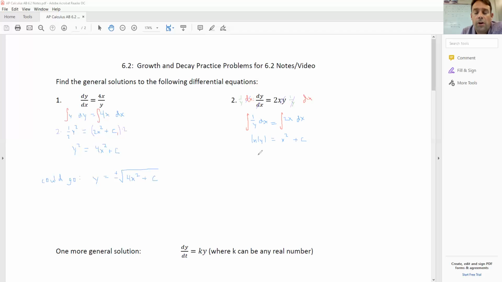Now, in order to get y by itself, I'm going to have to change its form. So remember, natural log is the same thing as log base e. So log base e, I can go ahead and get the y by itself. So if I move the base to the other side, it becomes an exponent. So I get e to the x squared plus c equals the absolute value of y.